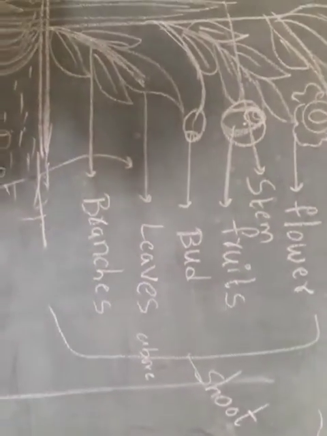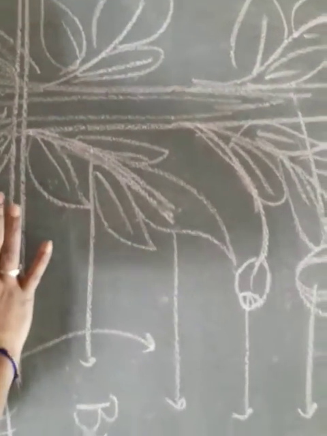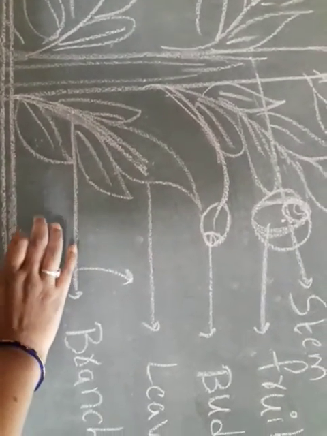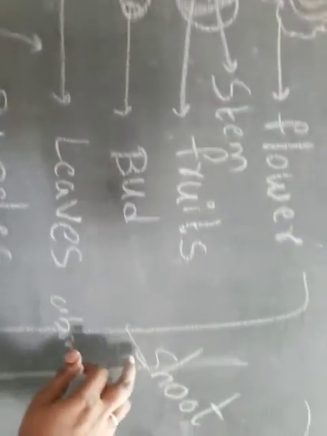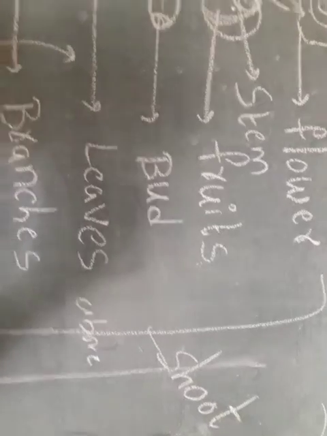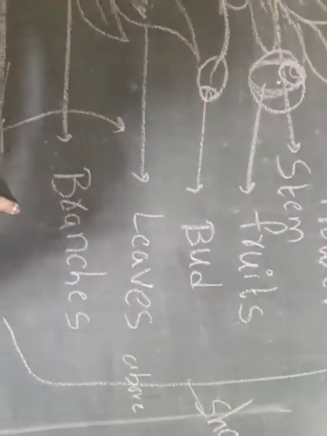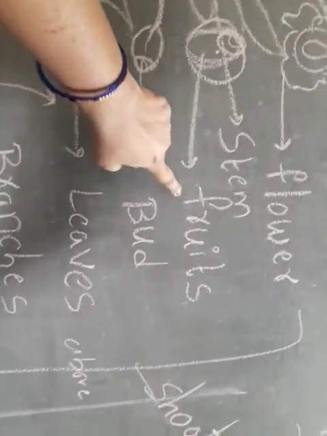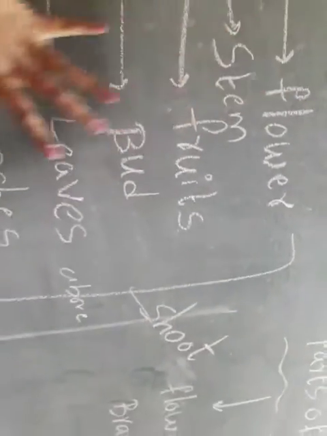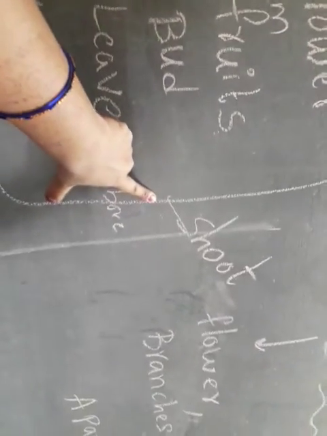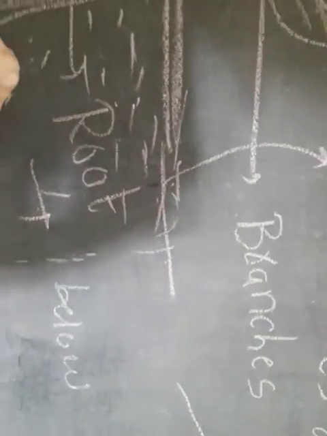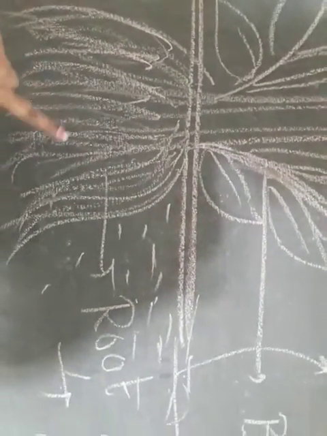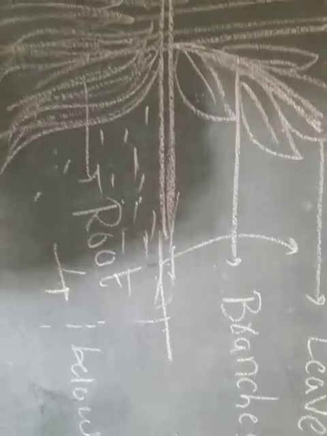Can you understand? A part of a plant, it is a total plant. Okay, these parts of a plant which grow above the ground, we call shoot. What do we call it? Shoot. What grows here above the ground? Branches, leaves, bud, fruits, stem, flower. These are all called the shoot part. Totally called shoot. And which parts grow below the ground? Root. Below the ground, which parts grow? Root. It's a root. Can you understand?